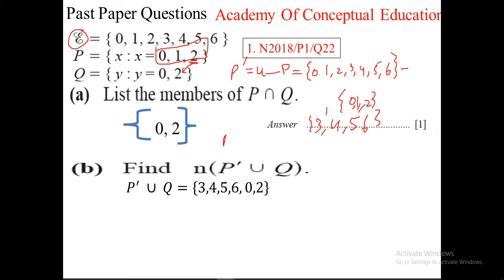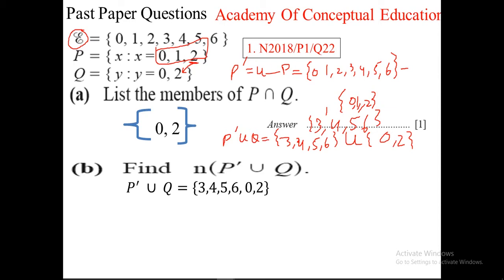Now let's find out the P complement union Q. First of all, we have to write P complement. The set P complement contains 3, 4, 5 and 6. Union Q. Now Q contains 0 and 2. So union means we have to write it all together. So 3, 4, 5, 6 will be the final answer.